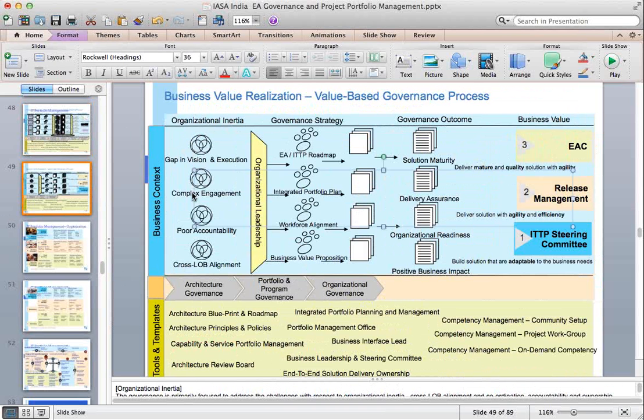And if you're looking at release management, how effectively they implement EAC and how supportive the IT steering committee is. In terms of organizational readiness, the steering committee must ensure that there is an overall enterprise alignment towards it. In terms of releases, it should stick to delivery assurance with quality. And before you start the implementation or development, the EAC must have provided solution maturity with a very defined transformation roadmap, aligned with the workforce alignment. So that's how the value-based governance process works.